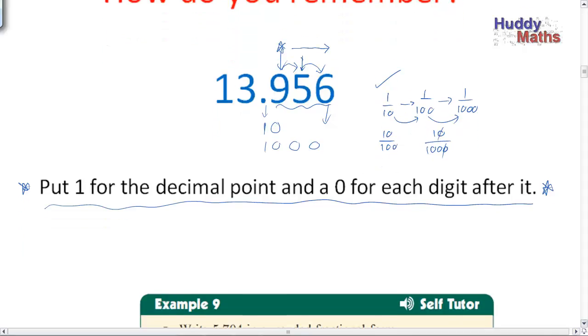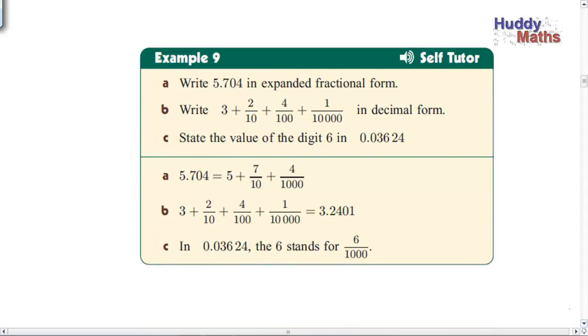Come on down and let's have a look at some examples. I'll get you to do some work in a minute. Right, 5.704, an expanded fractional form. So that's 5 units, 7, what are they? They're 7 tenths, using 1 for the decimal, 0 after.